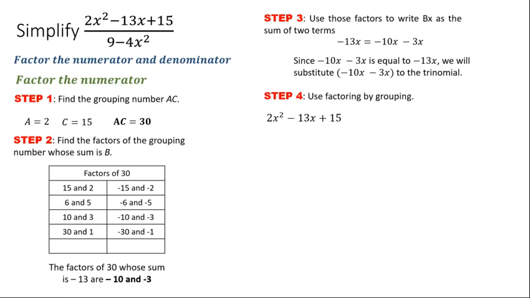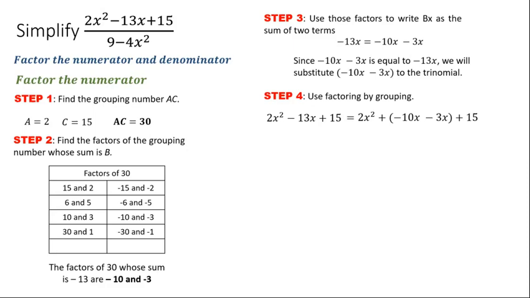And then, after substituting doon sa ating middle term, ang gagawin natin ngayon ay we will use factoring by grouping for us to factor out completely yung ating trinomial, which is yung nasa numerator. Now, yung -13x naging yan, 2x squared plus the quantity of -10x minus 3x plus 15.